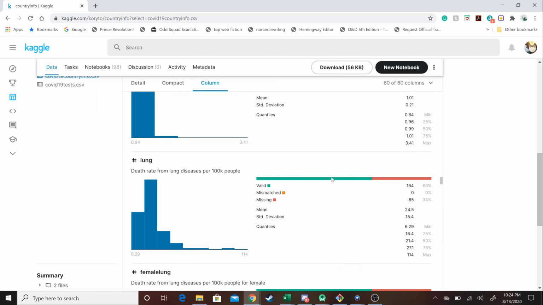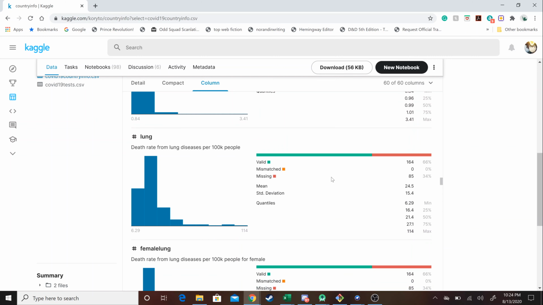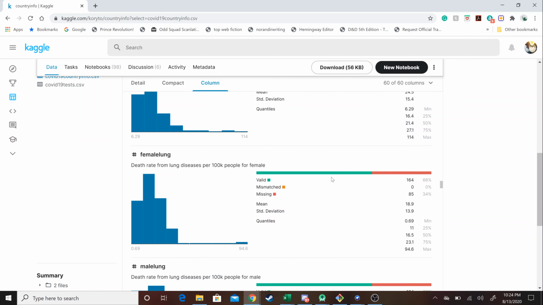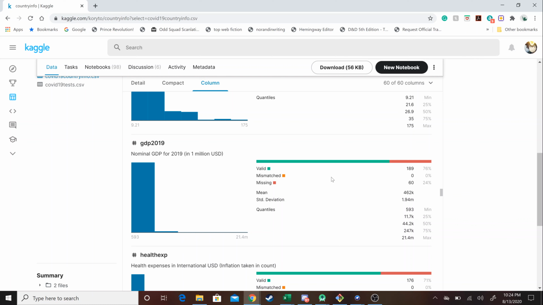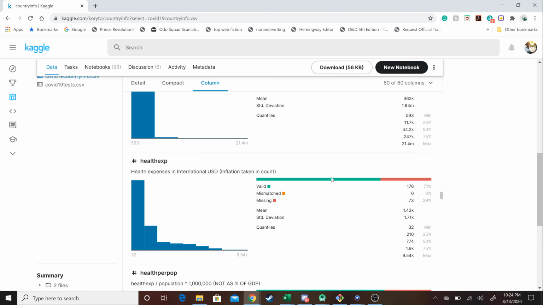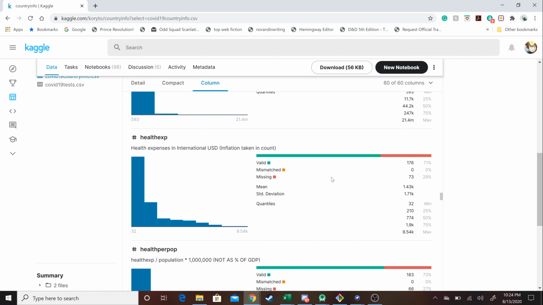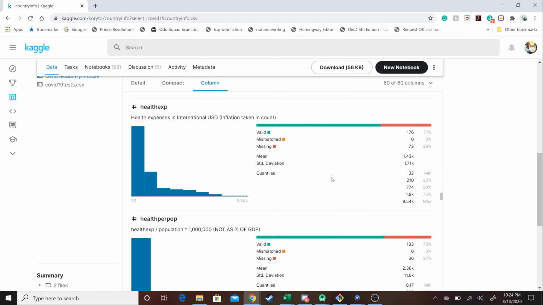The death rate of lung diseases per 100,000 people. Once again, dealing with lungs. The death rate from diseases from 1,000 people for females. For male, the GDP for the country as of 2019. Health expenses in international USD, inflation taken into account apparently.